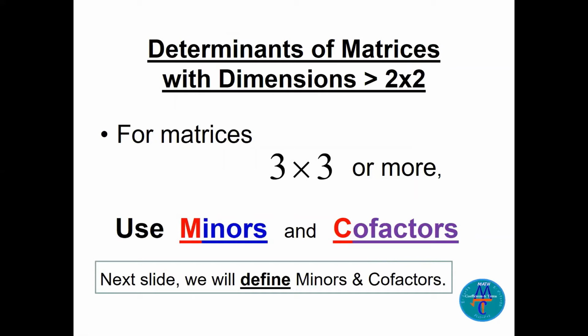before we start determinants of matrices with dimensions greater than 2 by 2, so we start 3 by 3, 4 by 4, 5 by 5, we need to use the idea of minors and cofactors. We will define these on the next slide. What is a minor? What is a cofactor?